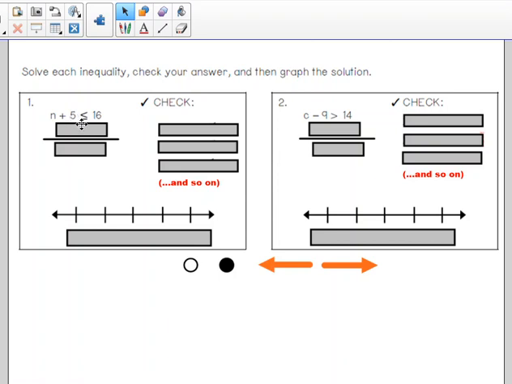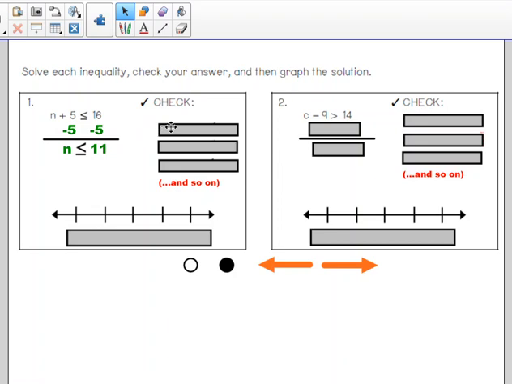So we want to undo that. And the opposite of adding 5 would be subtracting 5. So we subtract 5 from both sides. Again, whatever you do to one side, you do to the other. It worked with equations, and now it works with inequalities. So if I subtract 5 from both sides, this cancels out, and I'm left with n is less than or equal to 11. Now this tells me that my values that would make this true are anything that is equal to or less than 11.